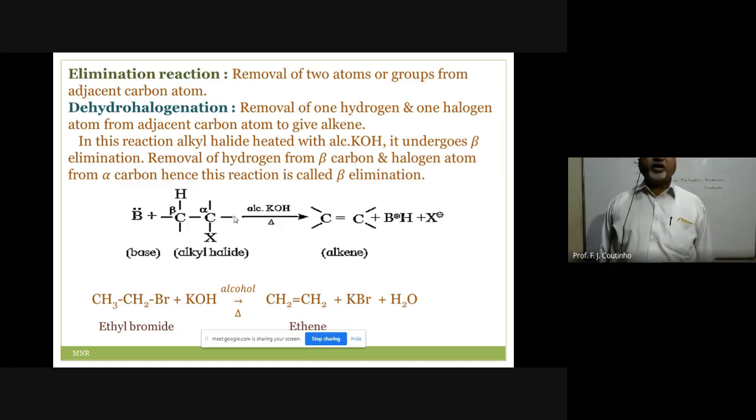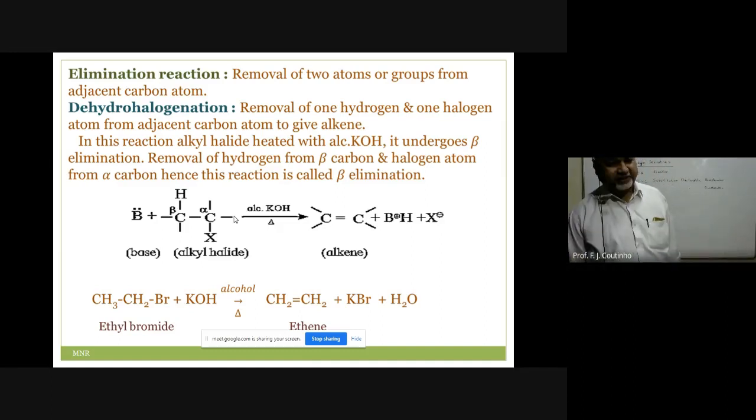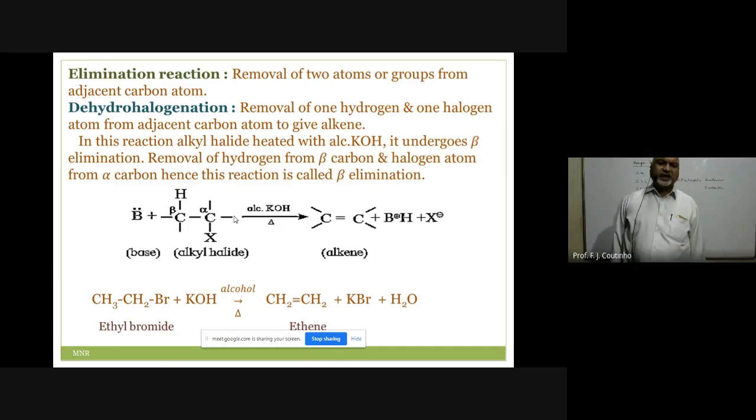Dehydrohalogenation means removal of hydrogen and halogen together. So removal of one hydrogen and one halogen atom from adjacent carbon atoms gives us an alkene. I am removing at the same time one hydrogen from the adjacent carbon atom and one halogen from the halogen carbon atom.